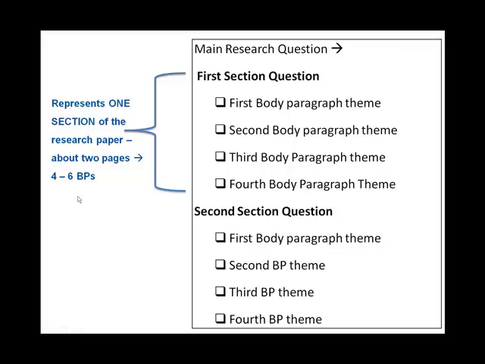Now this may be a guess about what those topic sentences are going to be. It may even be a guess about what your section questions are going to be, but you need to start and think about how you're going to organize your paper. And then you need to go back and look at each of the body paragraphs and determine whether or not you have enough source material to support each one of those body paragraphs.